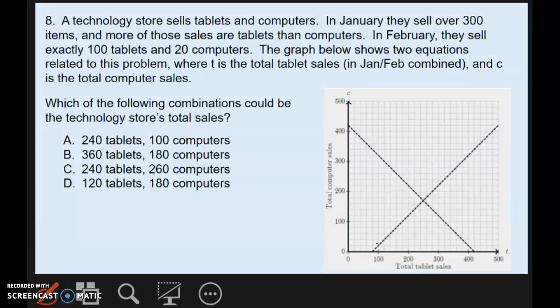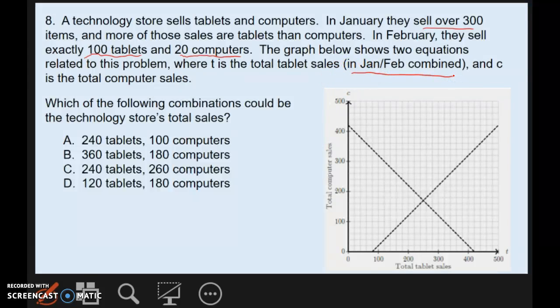Interesting. The graph shows two equations related to this problem where T is the total tablet sales and C is the total computer sales. Which of the following combinations could be the technology store's total sales? The key to this problem, there's some numbers that we need to know. First, in January, they're going to sell 300 items, or over 300 items. We don't know what they sold of each, but we know in February they're going to sell 100 tablets and 20 computers.